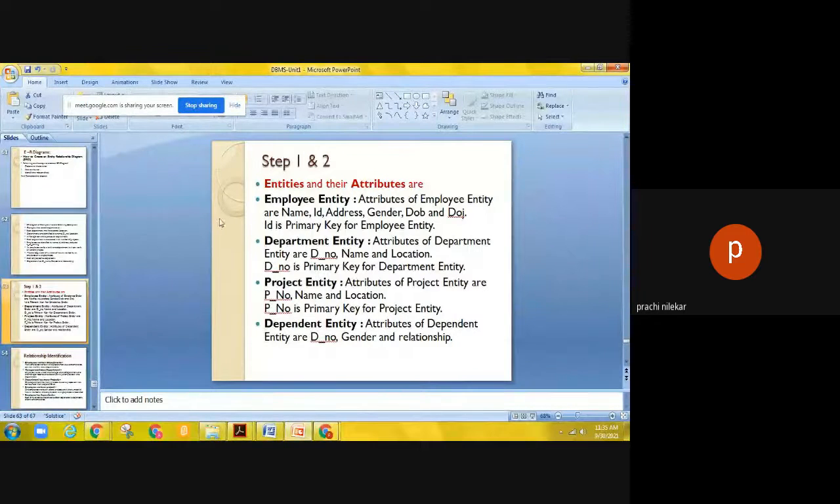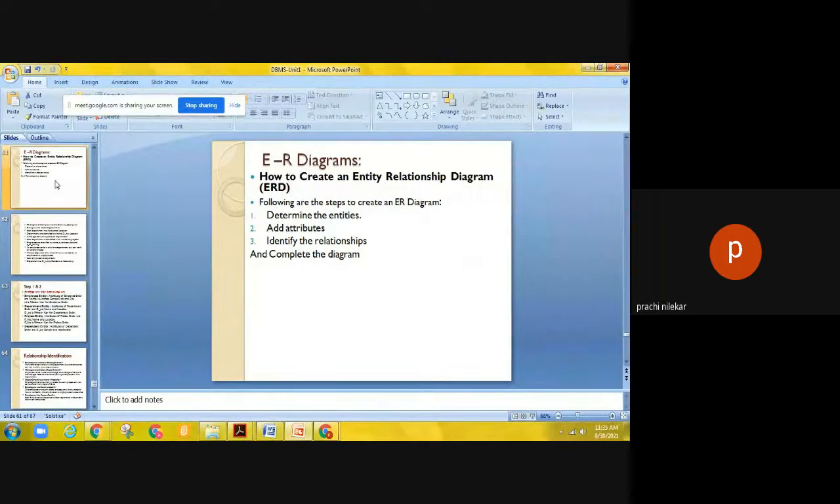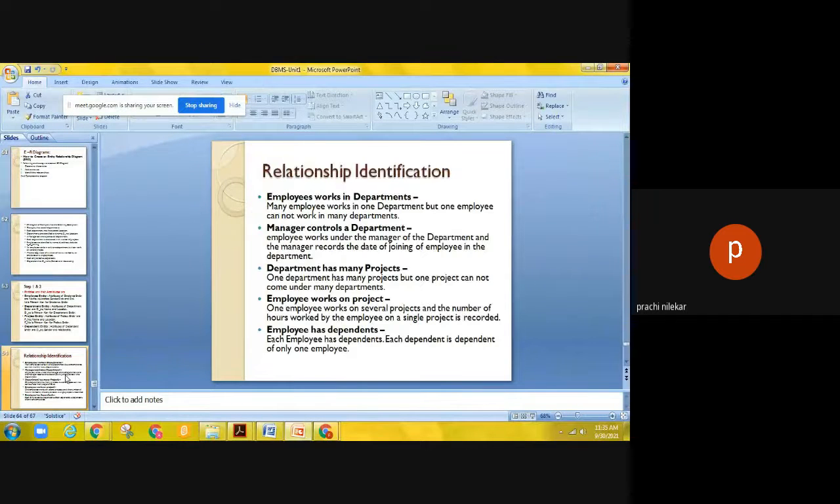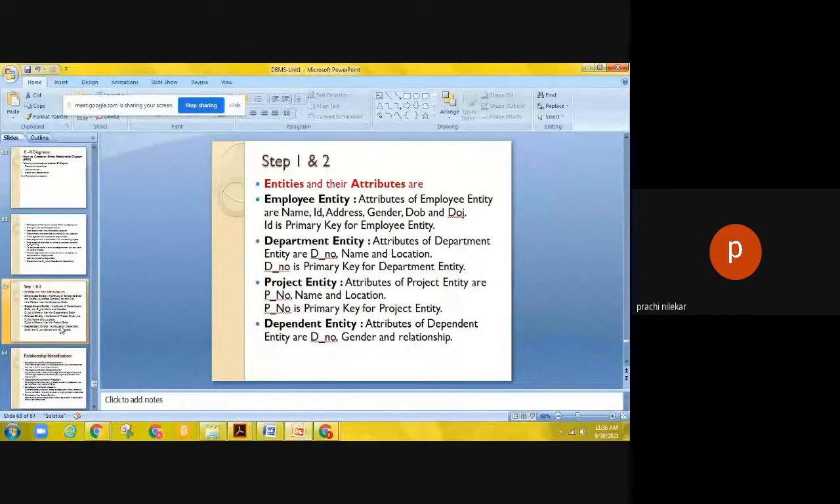Here we have completed our first as well as second step, that is, determine the entities and add attributes related to those entities. Now, third step, relationship identification. So there are a total of four entities, right? Employee entity, department entity, project entity, and dependent entity.